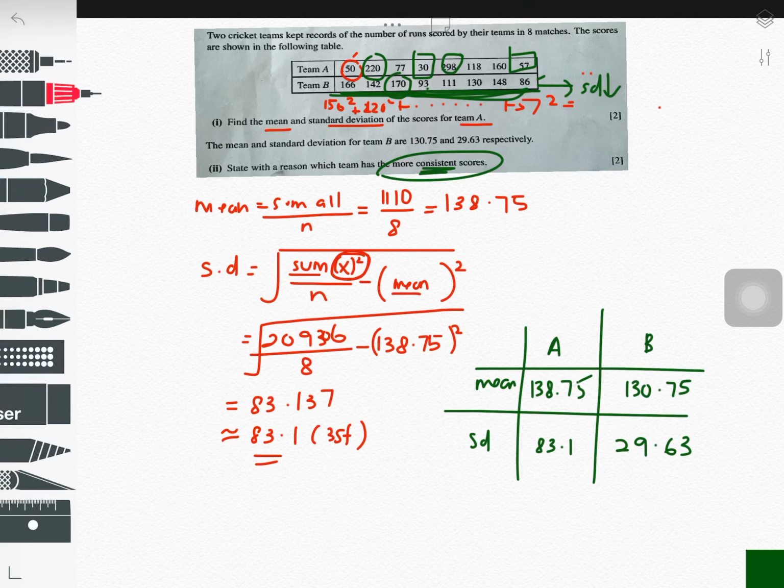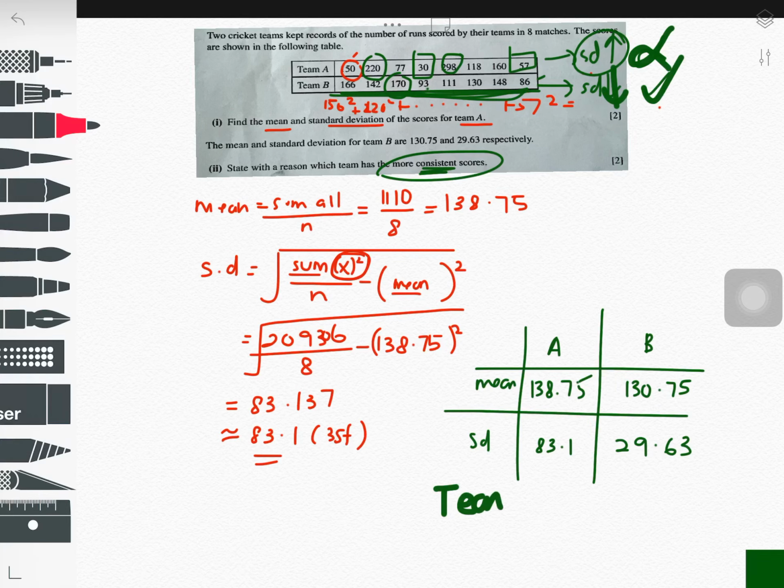The lower the standard deviation, the better it is. It means the data is more consistent. If your standard deviation is high, it's not good. You know that your data is not telling the same story. Everyone is different. If your SD is high, it's actually not good. Remember this, yeah? Not good. SD small, then your data is consistent. So which team? Team B. Why? Lower standard deviation.